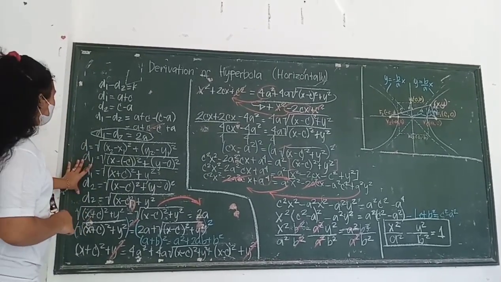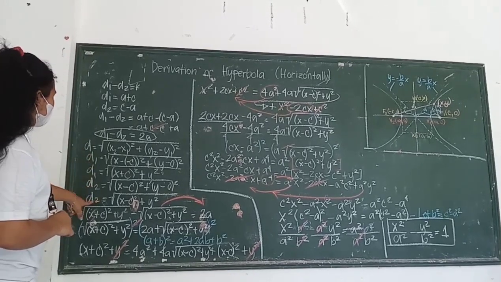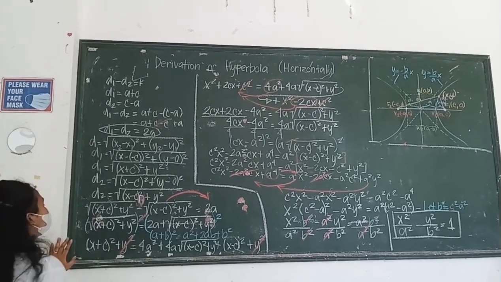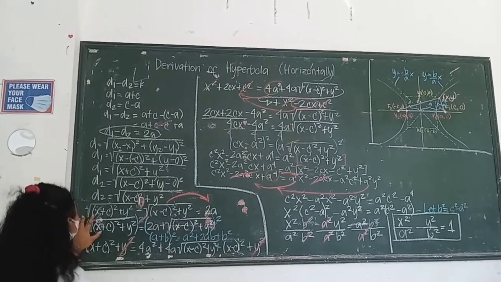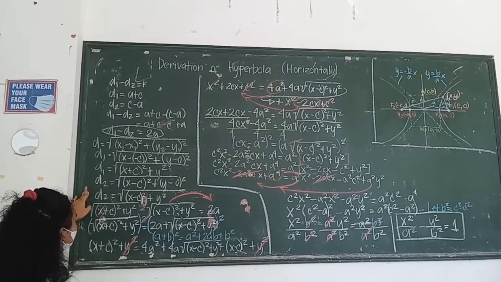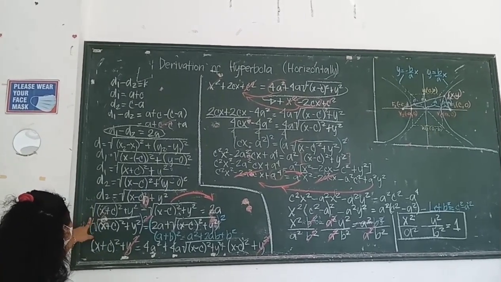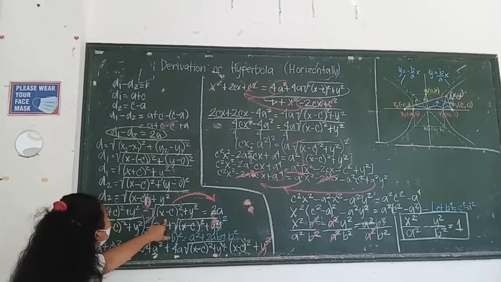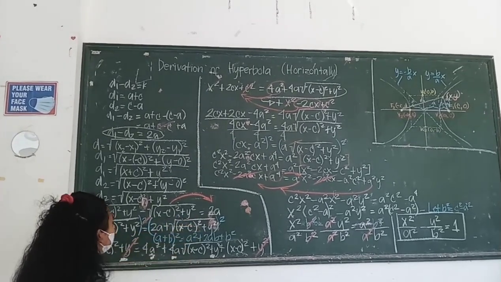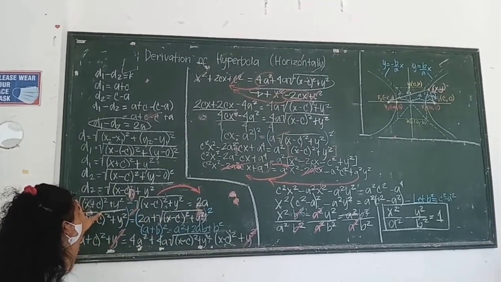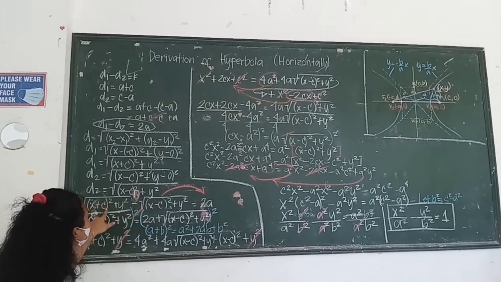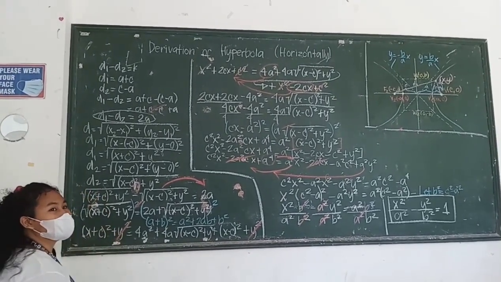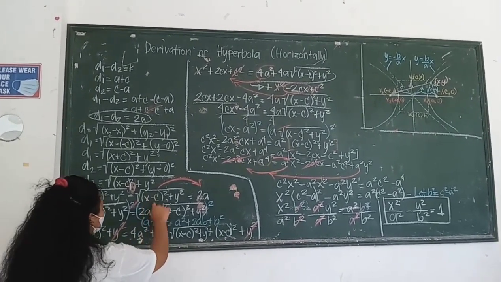And after this, we're going to put the values of distance 1 and distance 2 in this formula. So again, we substitute the values of distance 1 and distance 2. That will be the square root of the quantity x plus c squared plus y squared minus the square root of x minus c squared plus y squared is equal to 2a. It will be complicated to remove the radical sign here because we have two radical signs on this side. So what we're going to do is transpose distance 2 to the other side.